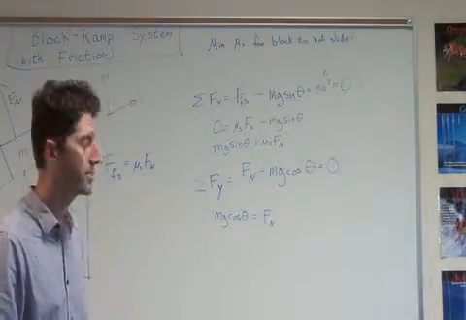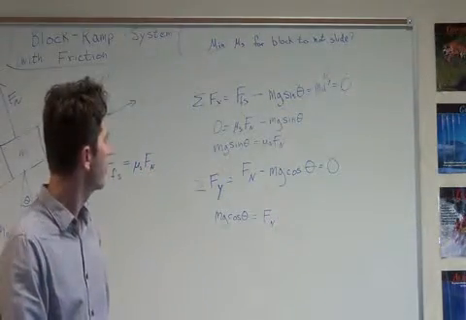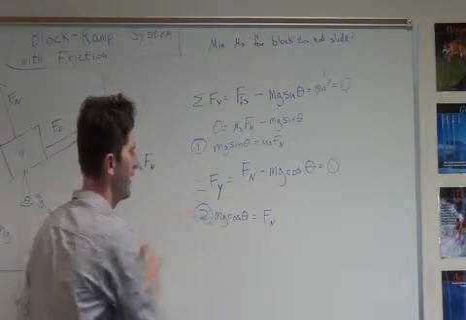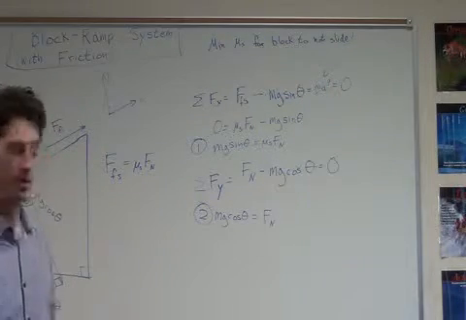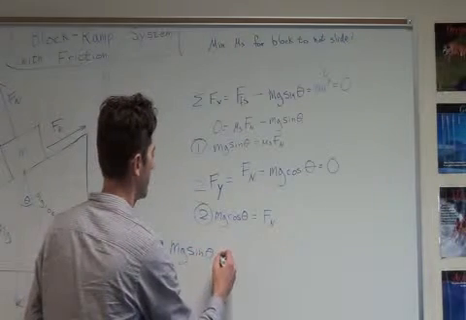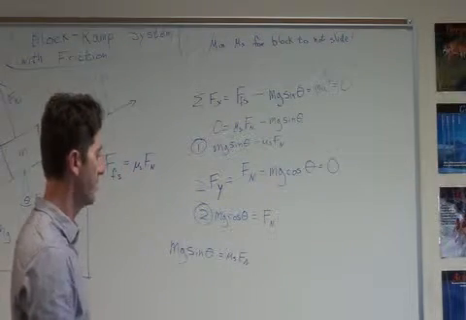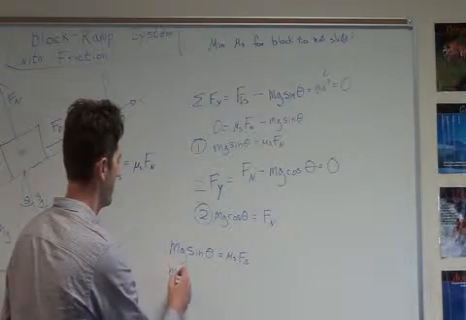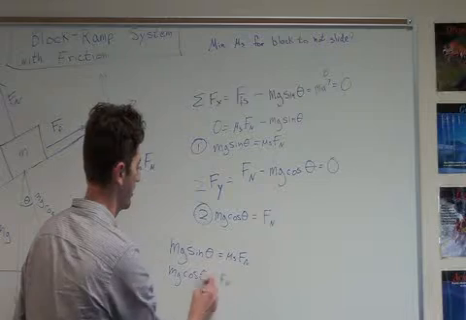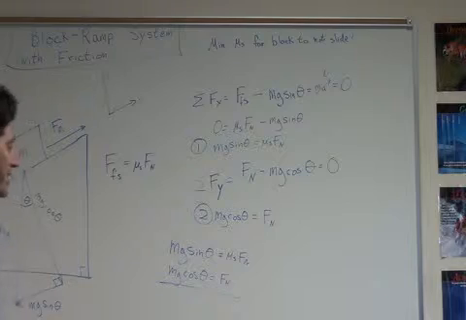Go for it. And a lot of times in these problems, you're going to be dividing equations or adding them together. So I'm going to take equation number 1 and equation number 2 and put them together. So here we go. mg sine theta equals mu s F sub n. We'll say that mg cosine theta equals F sub n. All right. And now there's something really cool that we can do with these equations. We can divide them by one another.